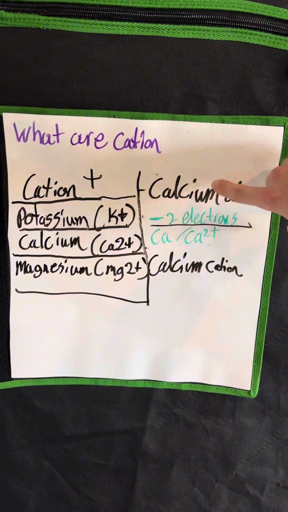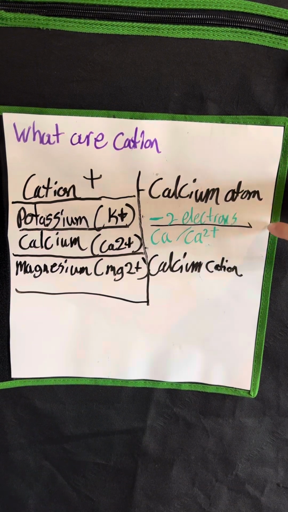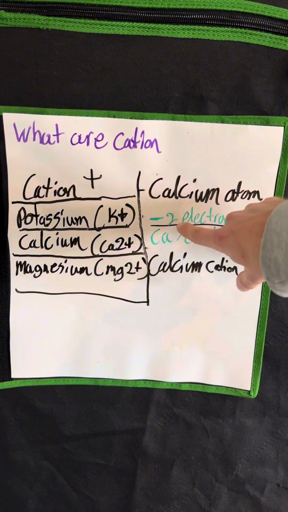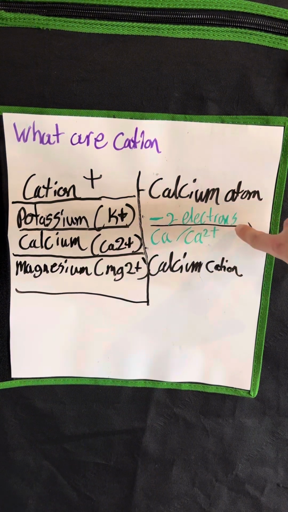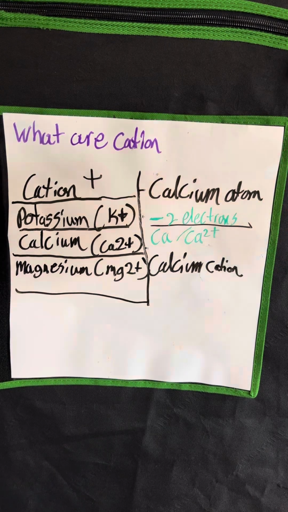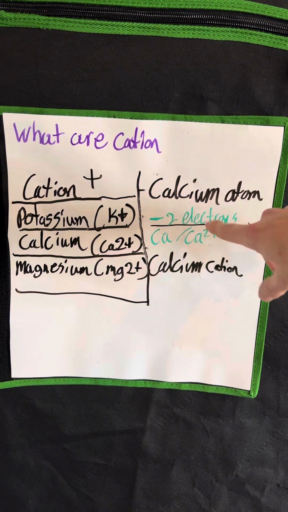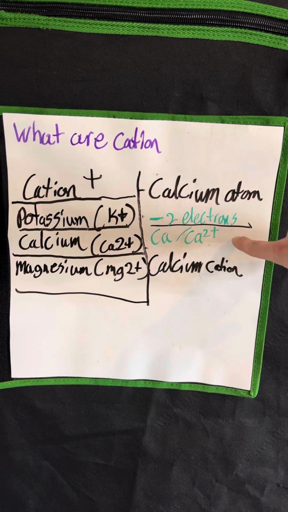So for an example, to get a cation, you would have to have an atom of a single metal. We're going to use calcium as an example. Before calcium becomes a cation, it would start off as a calcium atom, and then it would have to lose 2 electrons to become positively charged. To become positive, you have to lose electrons. To become negatively charged, you have to gain electrons.